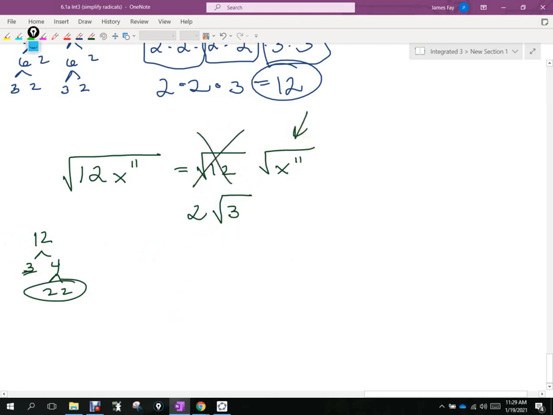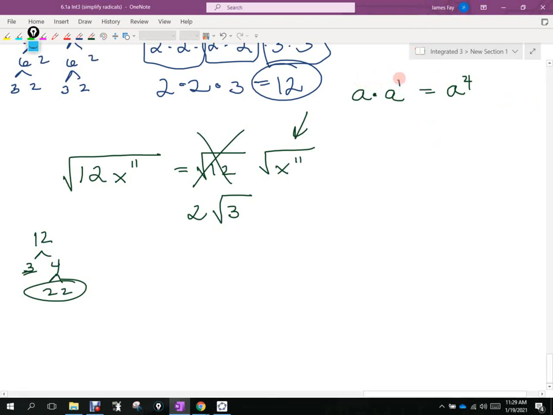We need to attack the x to the 11th. We kind of hit on this last Wednesday, but if I take a times a, and those both have exponents of 1, what do I get when I take a times a? A squared, correct? We add the exponents. So if this was a to the 3rd times a to the 1st, you'd write this as a to the 4th. You'd add those exponents.